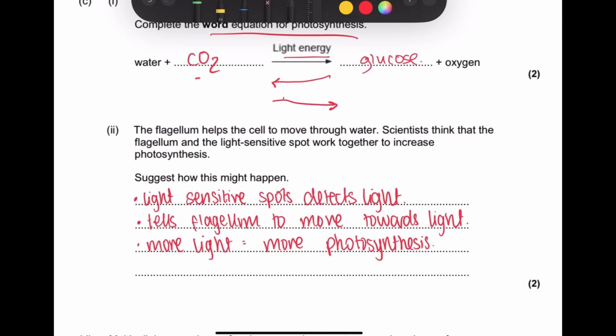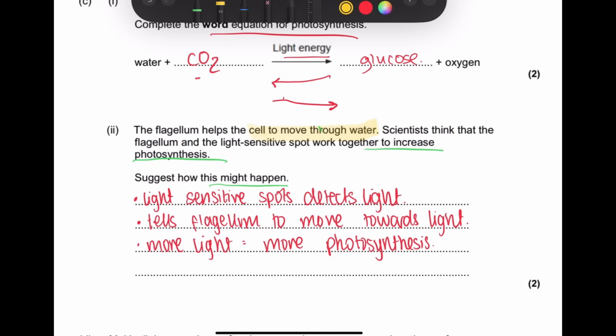D, the flagellum helps the cell to move through the water. Scientists think that the flagellum and the light sensitive spot work together to increase photosynthesis. It's just asking why this might happen. So if we read the question carefully, the flagellum helps it move through the water.